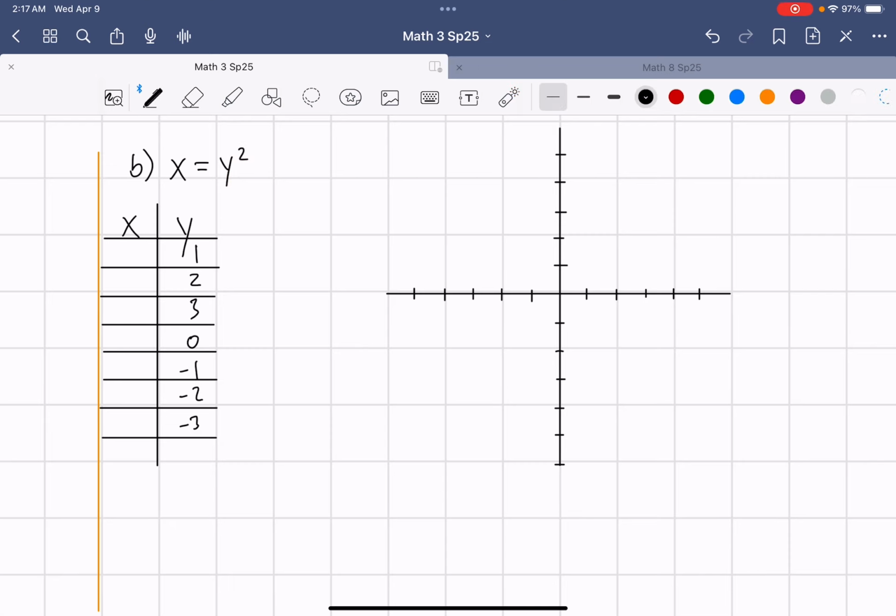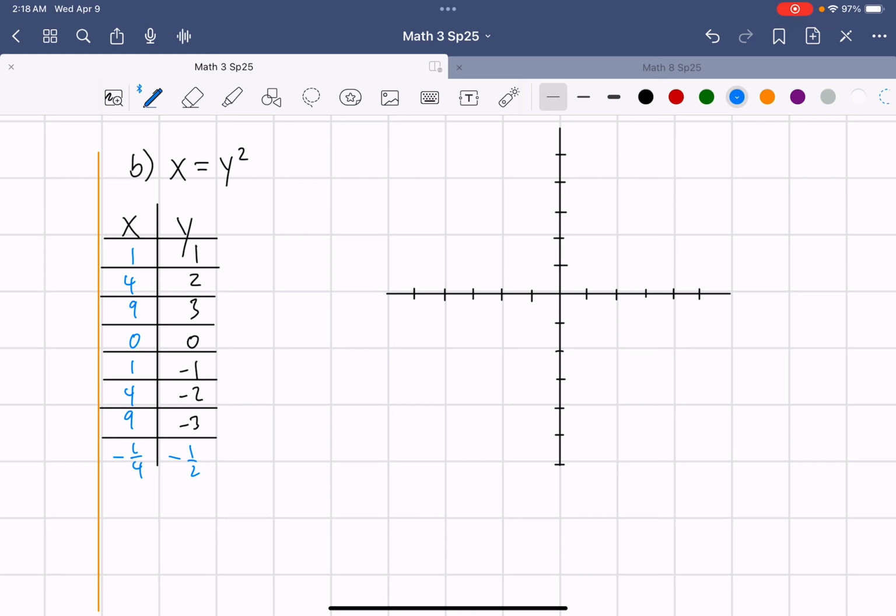And we saw that 1 squared is going to give us 1. And then 2 squared is going to give us 4. 3 squared is 9. 0 is still 0. Negative 1 squared is 1. Negative 2 squared is 4. Negative 3 squared is 9. And if you want to throw in a negative half, that's going to be negative 1/4.